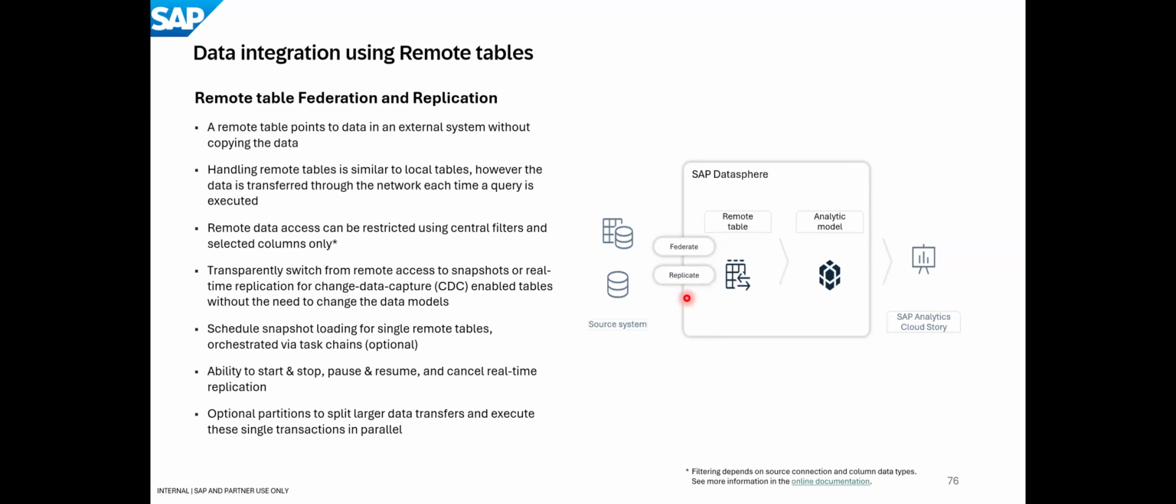And as I mentioned, if there is a requirement to persist the data, then you can transparently switch from remote access to snapshot or real-time replication to persist the data. Then it can do change data capture to store the data inside Datasphere. So the models which are created on top of remote table are unaffected by this change. You can simply change between federate and replicate option between the remote tables.